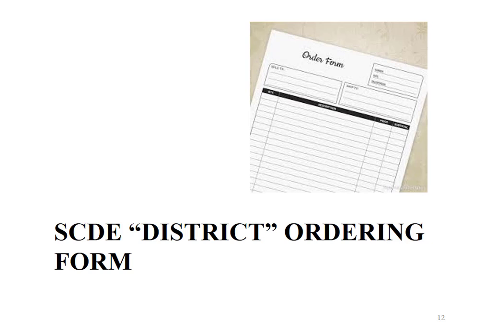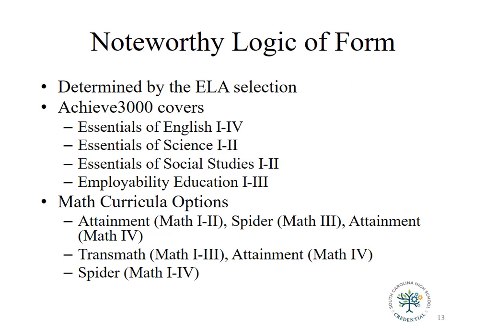Now let's take a deeper dive into the required form, the South Carolina Department of Education's district ordering form. But before we do that, let's talk a little bit about some logic. Within the form, you will see that all selections will be determined from the ELA selection made by the district. There are also notes throughout, but to highlight, if the district or school selects Achieve 3000, this license covers all the essentials of English, science, social studies courses, and the first 3 of the employability education courses.